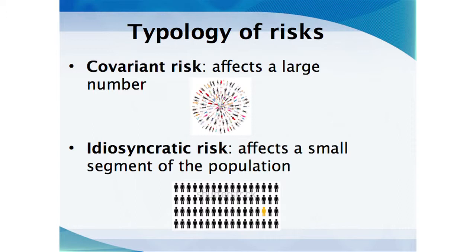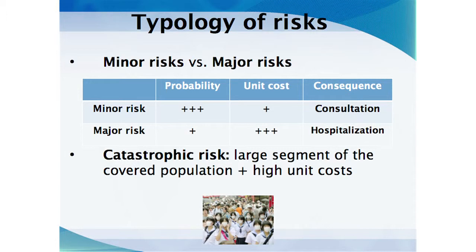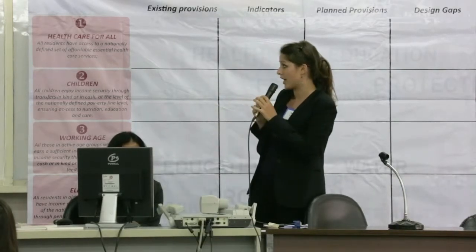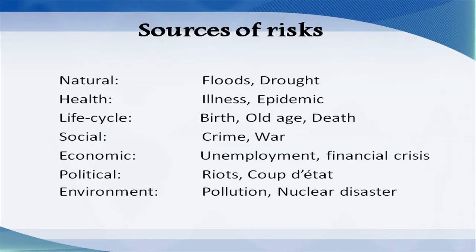But we can also do another categorization if we take into account the financial consequences of this risk. So we have the minor risk, which is very likely to happen, but the unit costs of this risk are very small, for example, consultation, minor disease. And we have the major risk, which is far less likely to happen, but will entail a considerable financial burden. We have also the catastrophic risk, so these are the worst because they affect a large segment of the population and the cost is very, very high.